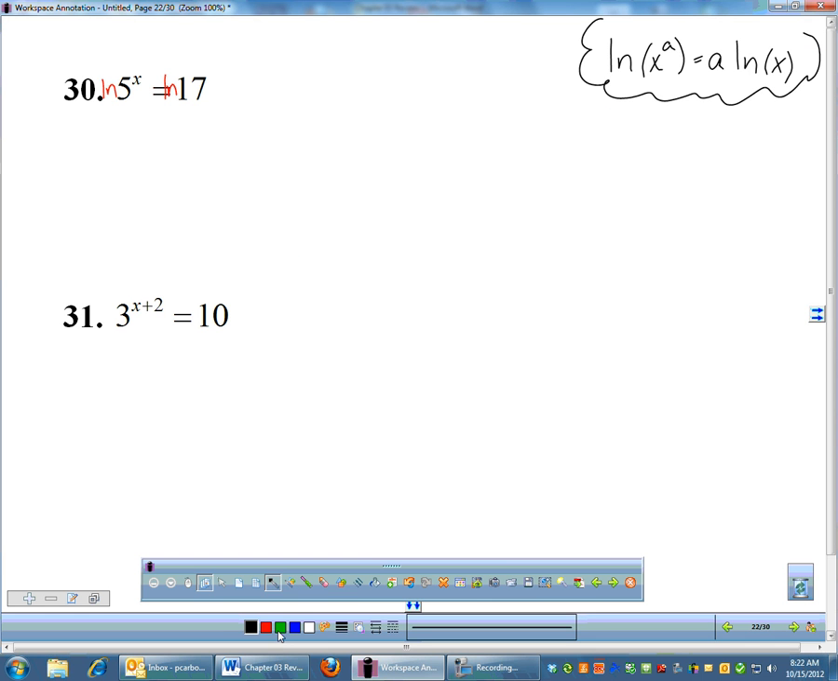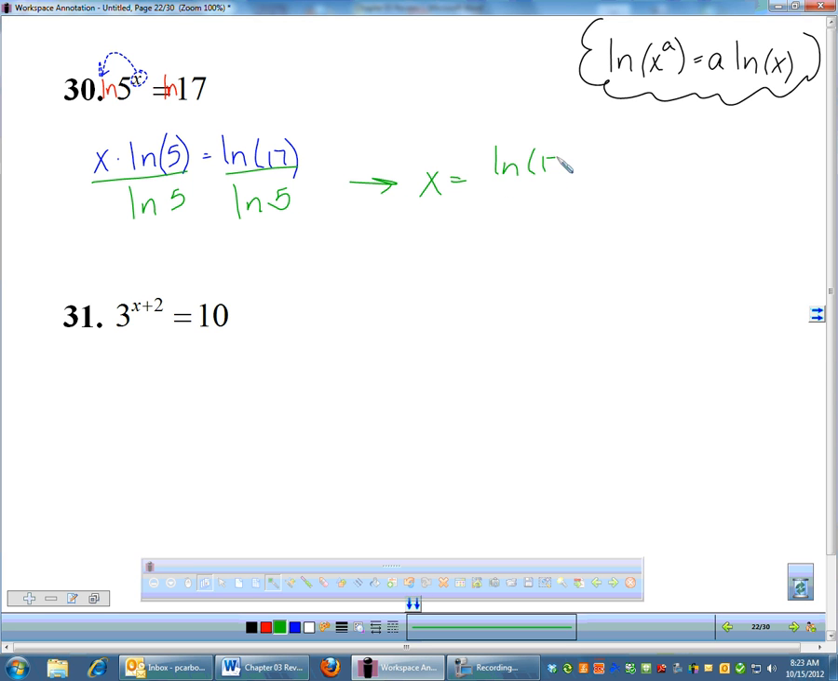So when I take the ln over here, it allows me to take this exponent on the 5 and pull it down front. So now I have x times the ln of 5 is equal to the ln of 17. And then if I want to solve for x, I will simply divide by ln 5, divide by ln 5, and that gives me an answer x equals ln of 17 over ln of 5.